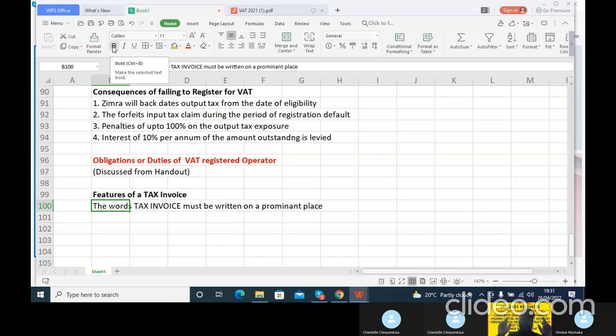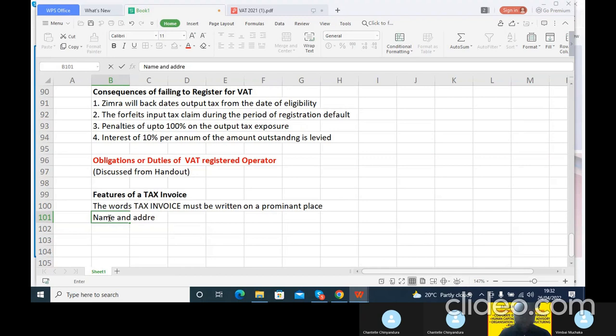A name and address of the customer, and of the registered operator.